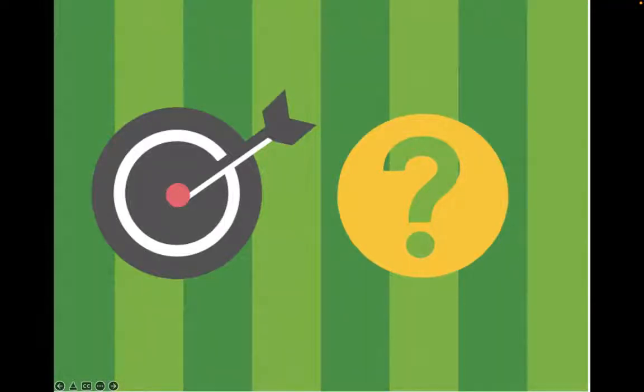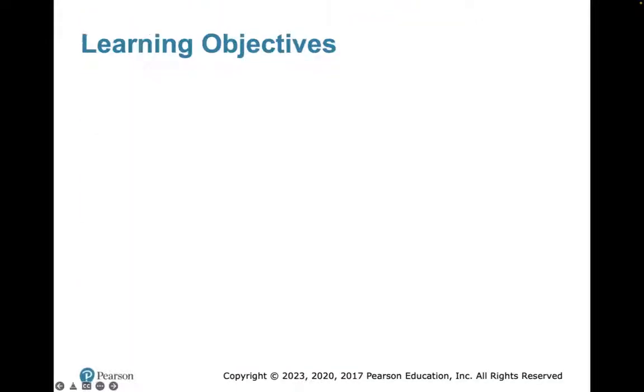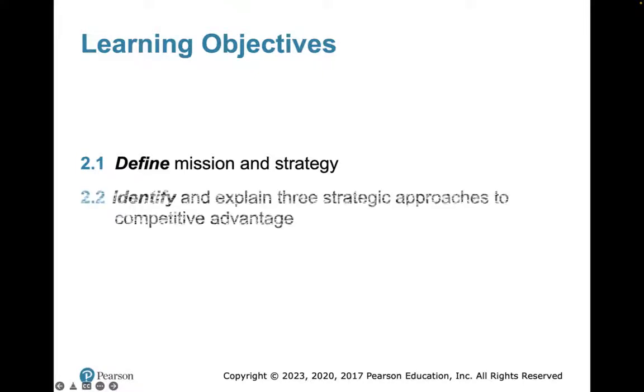Hey everyone, welcome to Operations Management. In this video, we'll be looking at missions and how to achieve those missions. That's our focus for Chapter 2. Specifically, we have the definitions of mission and strategy. And then once we understand that, we can come up with three generic strategies to achieve a competitive advantage.